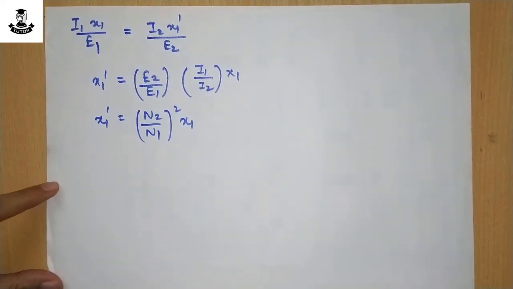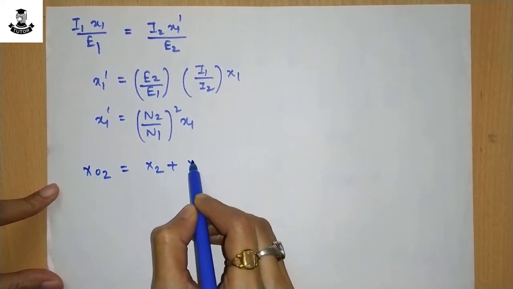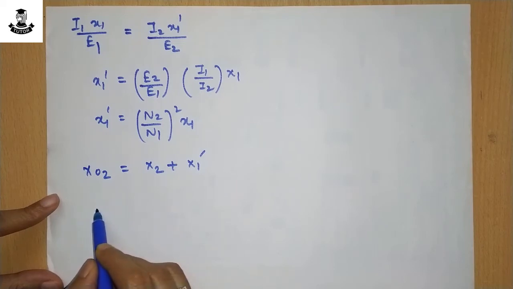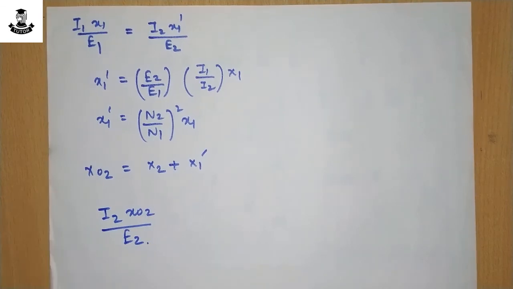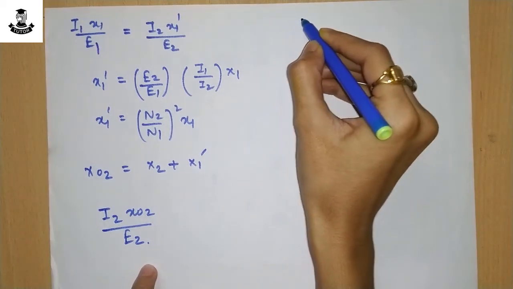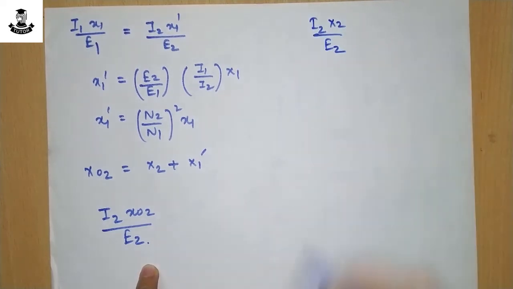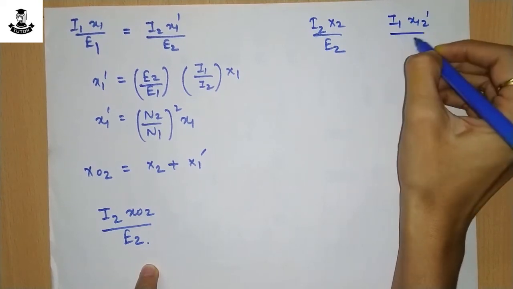Total equivalent leakage reactance referred to the secondary X02 is equal to X2 plus X1 dash, and total per unit leakage voltage drop referred to the secondary is I2 X02 upon E2. Similarly, if secondary leakage reactance is transferred to primary, then what happens? Per unit voltage drop due to secondary leakage reactance is I2 X2 upon E2, and per unit voltage drop of secondary leakage reactance referred to the primary is I1 X2 dash upon E1.